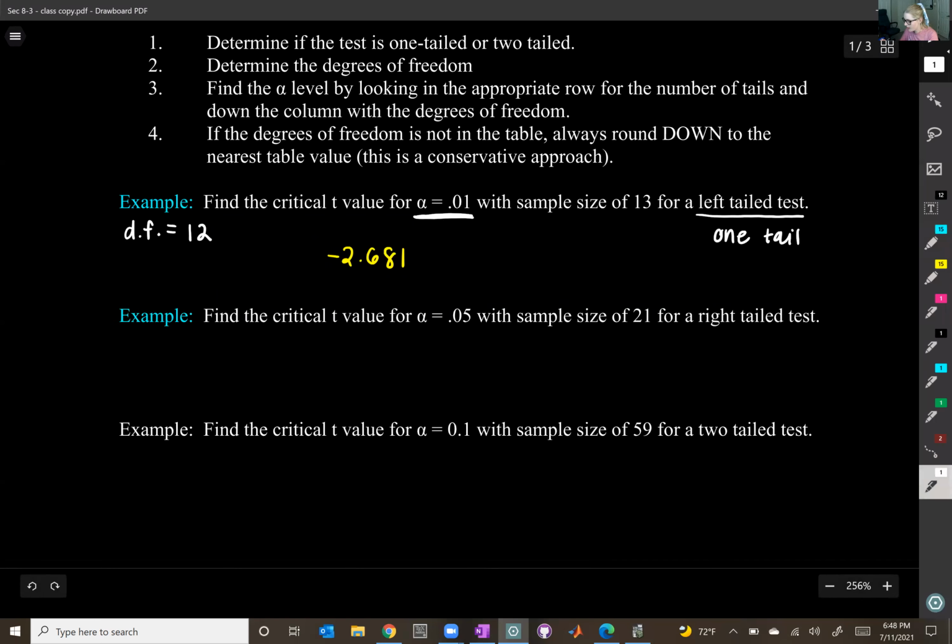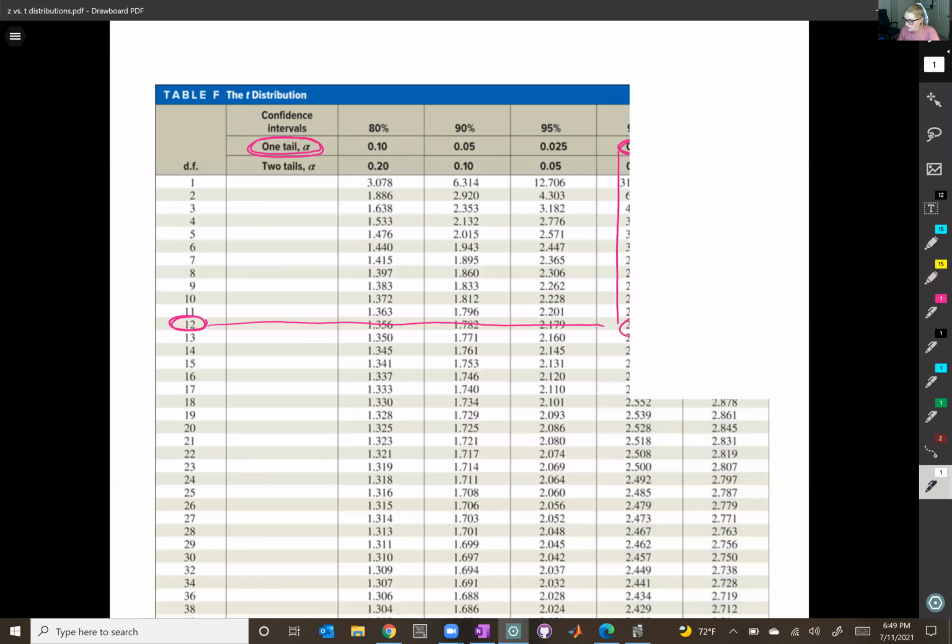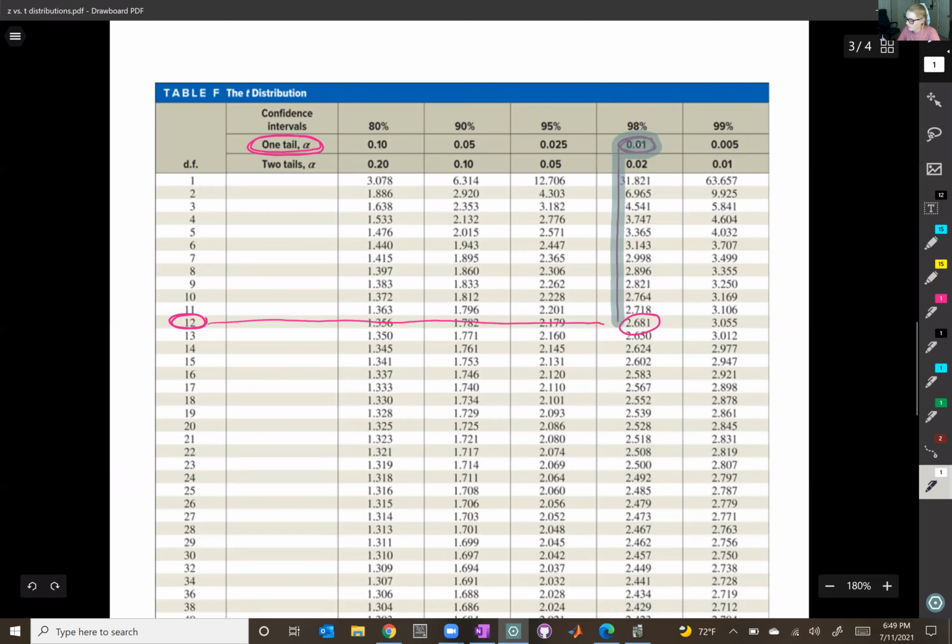Let's do two more just to get some good practice in. So this next one is the critical t-value for alpha is 0.05 with a sample size of 21 and a right-tailed test. So again, this is a one tail. And our degrees of freedom is one less than the sample size. So 21 minus 1 is just 20. And then we have our alpha level of 0.05. So let's put this all together. I'm going to come back to my chart. Okay. I will mark this up again with what we're looking for.